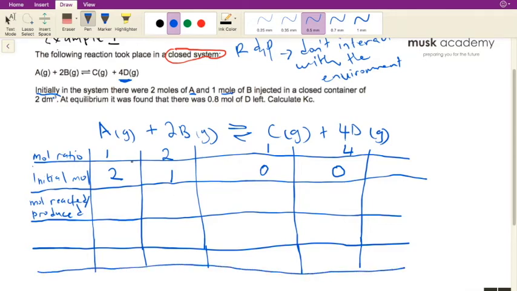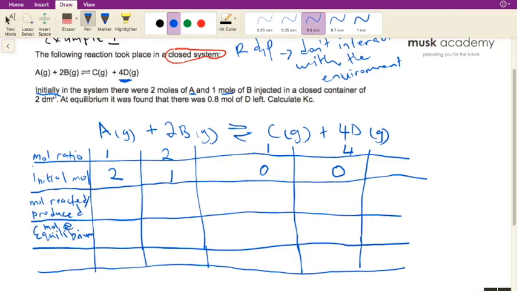Anyway, that's okay. So you'll have the moles that reacted, but we don't know what those moles are, and we'll come back to that. And we'll have the moles at equilibrium. So this will be the number of moles at equilibrium.